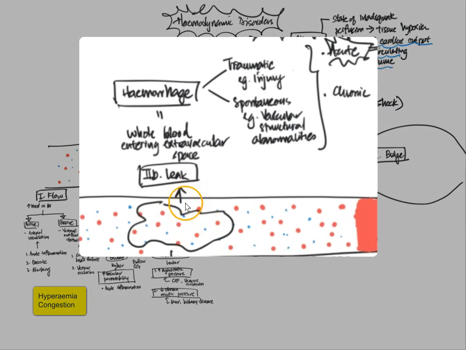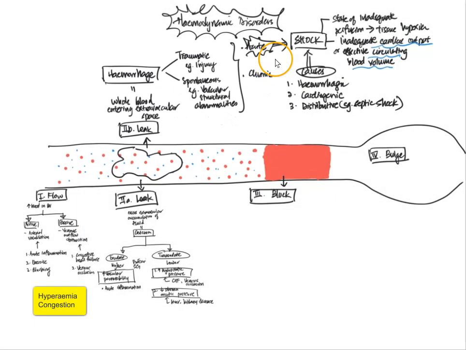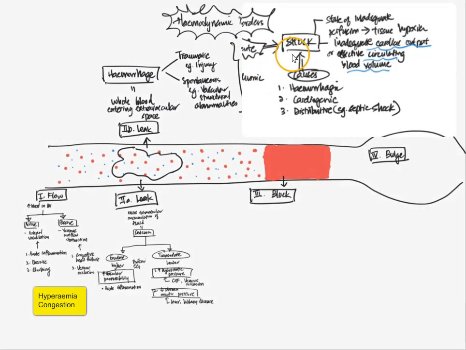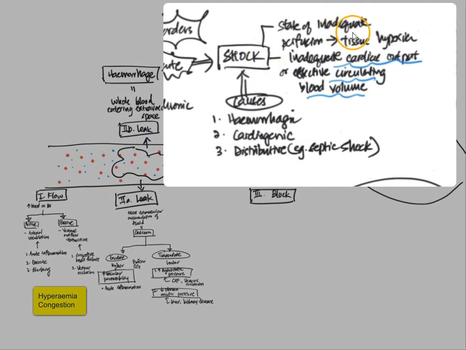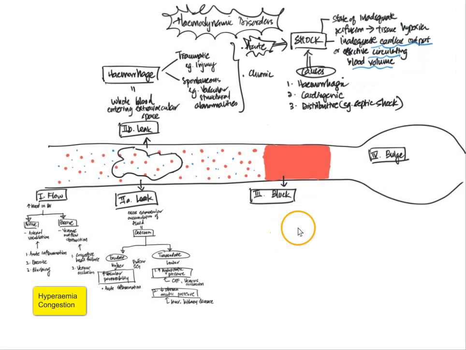And we have discussed leakage of whole blood into the extravascular space. This is known as hemorrhage, which can be traumatic or spontaneous, and acute or chronic. And in acute massive hemorrhage, this can lead to shock, which is a state of inadequate perfusion, giving rise to tissue hypoxia. This can, of course, eventually lead to death. And the main types of shock include hemorrhagic shock, cardiogenic shock, and distributive shock. In the second part, we will focus primarily on blockage or obstruction of blood vessels.